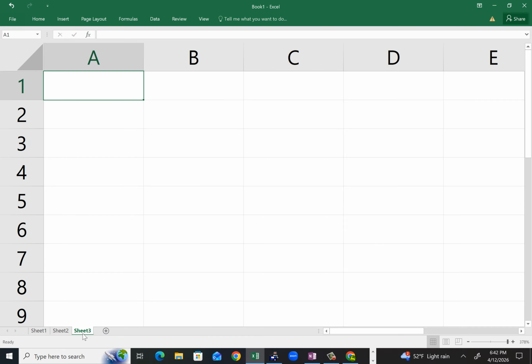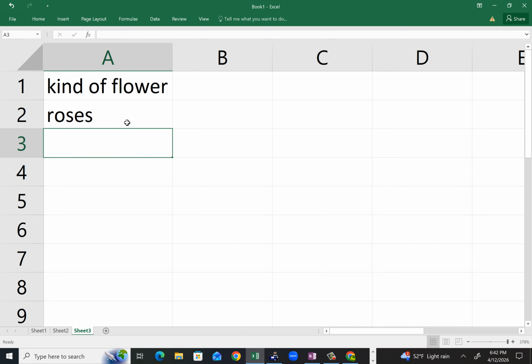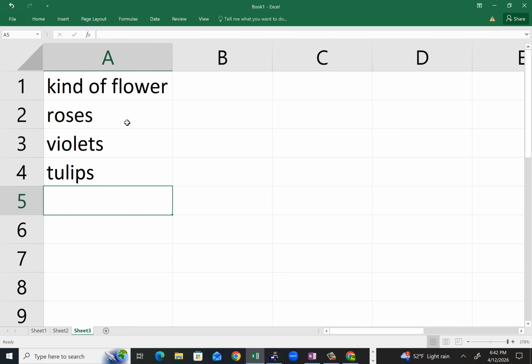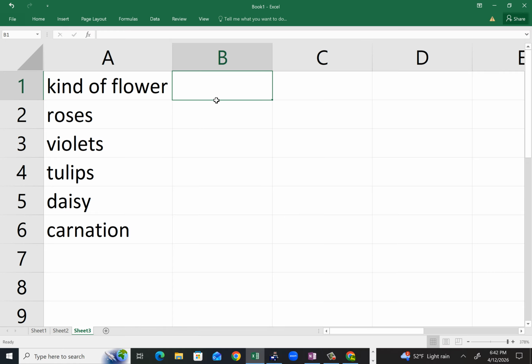Hey, we go to the flower shop. Kind of flower? Nice. And what about them, groom? I don't know. Roses are red, violets are blue. Tulips. Daisy. Carnation. Whatever.